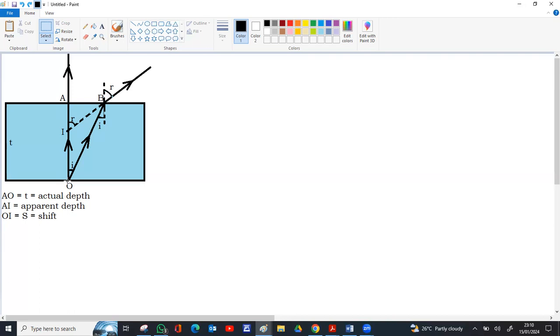Actual depth AO equals apparent depth AI plus shift OI, or shift OI equals actual depth AO minus apparent depth AI, or apparent depth AI equals actual depth AO minus shift OI. Any one of the three can be obtained from this particular formula. Apparent depth AI equals actual depth AO minus shift.